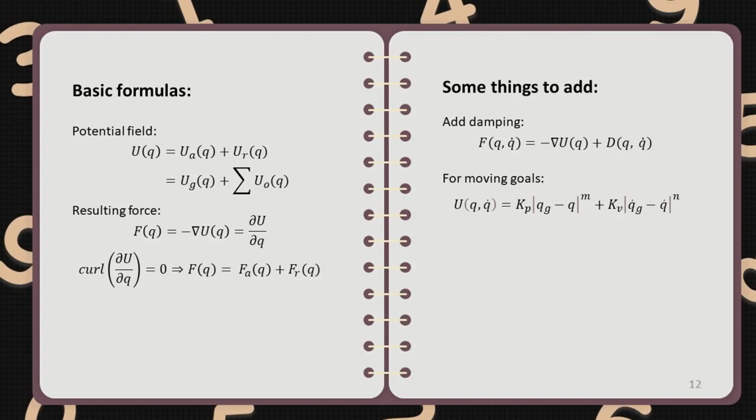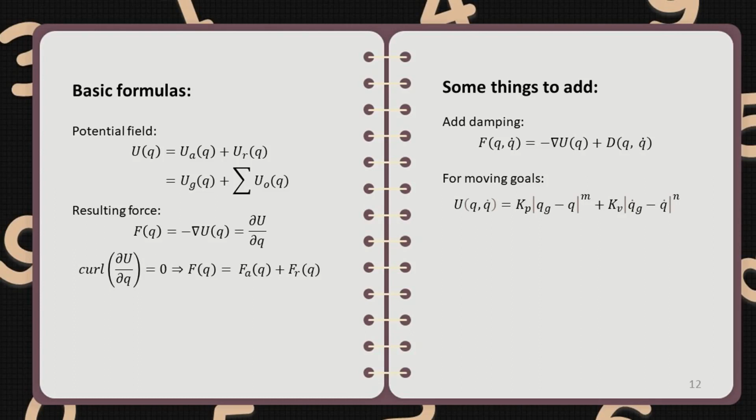When the curl of the derivative is 0, we can also add the forces created by goal and obstacles individually together. This is convenient if new obstacles are detected. Instead of adding the obstacle to the field and recalculating the force, we can just add the force the obstacle creates directly and therefore skip a step.